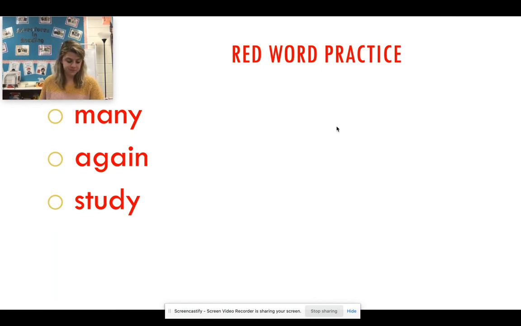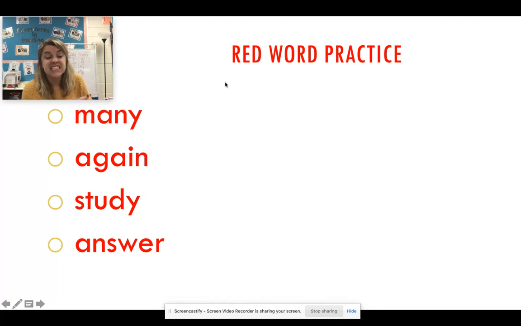S-T-U-D-Y. Study. Very good. And our last sight word for the week is, and this is actually the last sight word for the whole second quarter. So once we do this one, we will know all of our sight words for the second quarter. Here we go. Answer.